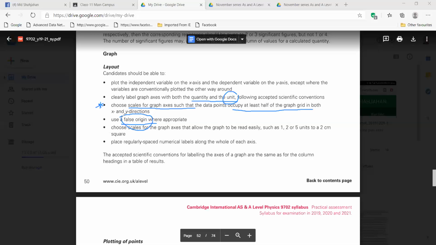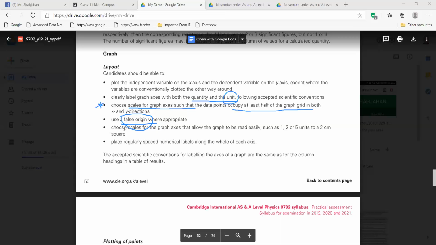So we will start from other than 0, that is called false origin. In your graph it's better to mention it. If you don't mention, it's not a problem, but if you mention, it's better. If you are using false origin, you should write f.o., that means false origin. Clear? Yes, sir.